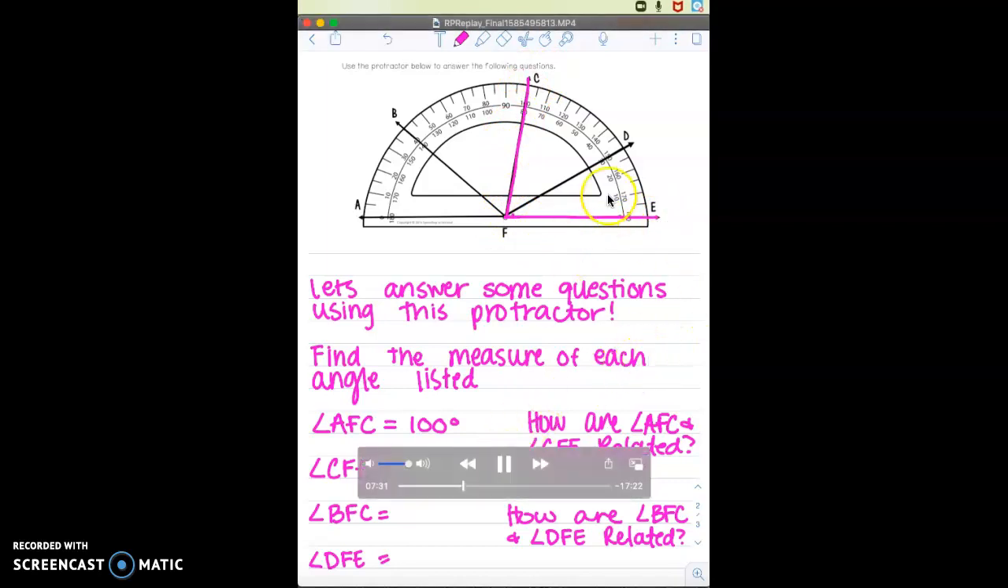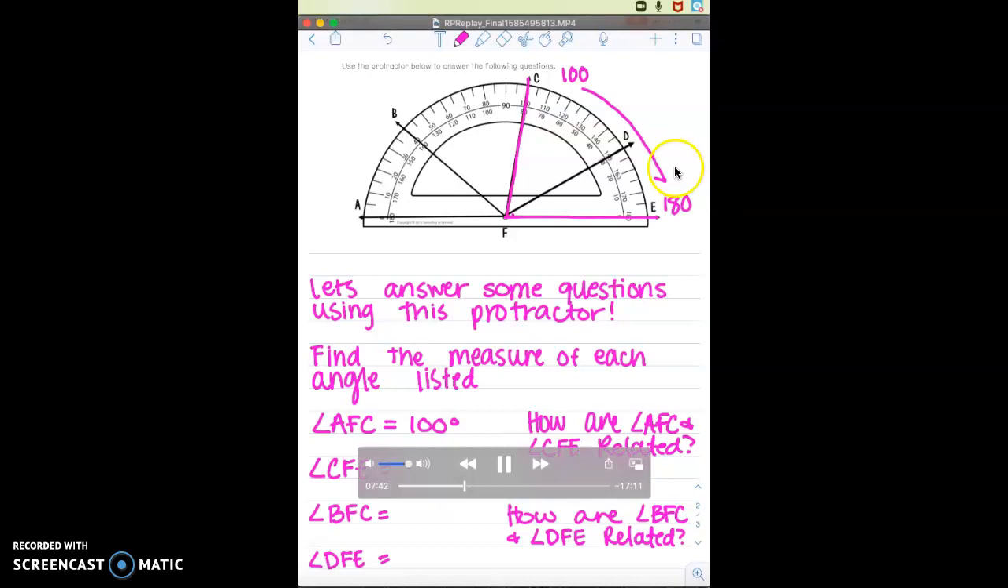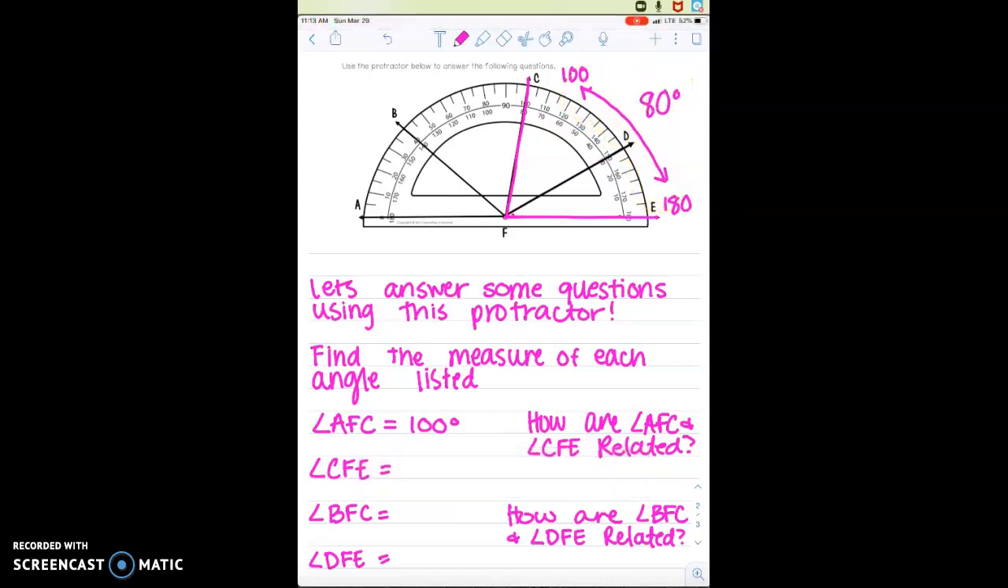And we can see that C is right here at 100 degrees, and then E is down here at 180 degrees. So that means that I have to figure out what this distance right here in between the two is. And I know that 180 minus 100 is 80 degrees. So angle CFE is not 100, it is 80 degrees, okay?